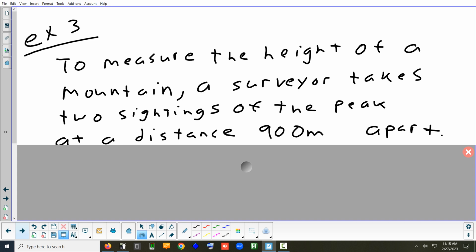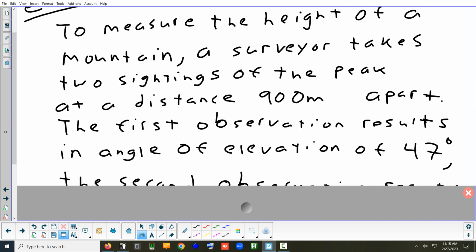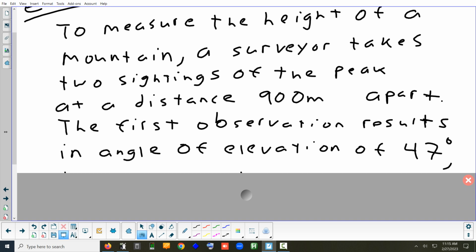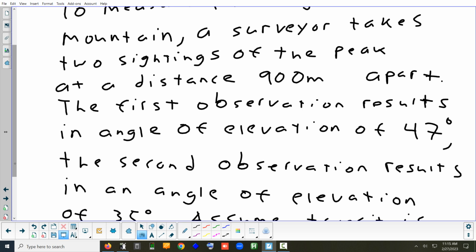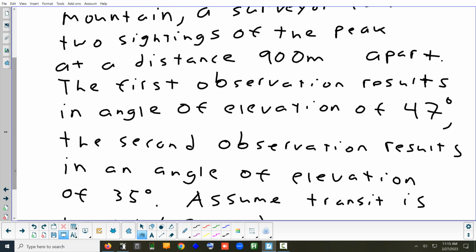As I start to back away from the light, I don't have to look up quite as steep to be looking at the light because I'm further back. And that's what is going to be measured each time. So the first observation gives an angle of elevation of 47 degrees. And then when he backs up 900 meters, we would expect the angle to go down a little bit. And it does. It's 35 degrees. So you could probably condense that. You could just say, 900 meters, angle 1 equals 47 degrees, angle 2 is 35 degrees.